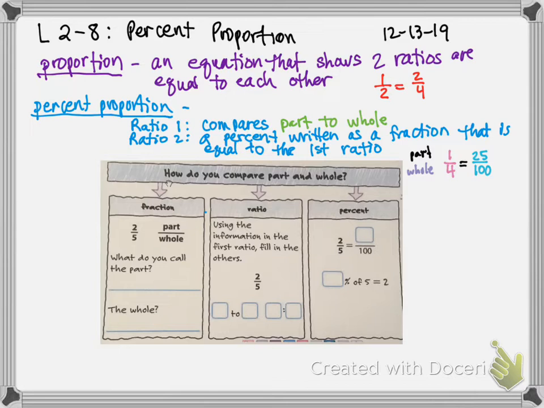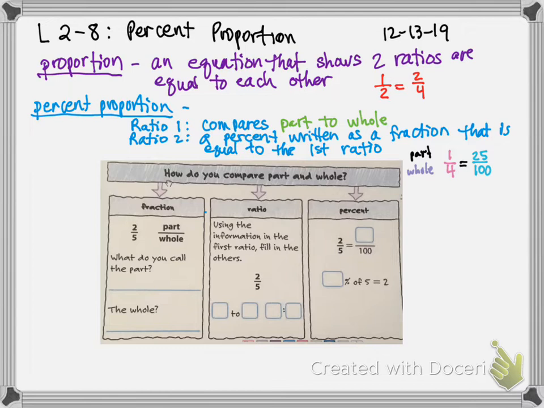We talked about this before, when we did our ratio tables, we have to put same labels directly across from each other in the ratio table. So we're using that same idea. I have a little chart here on the bottom that we're going to be filling in a little bit. How do you compare part and whole? We are going to talk about fractions, ratios, and percents.